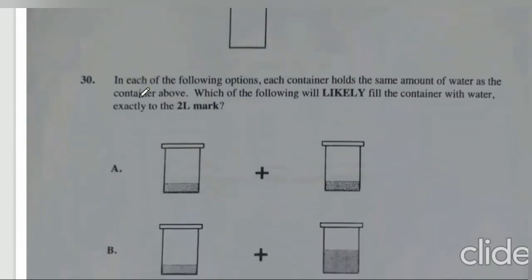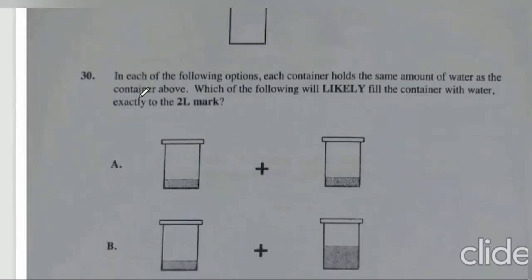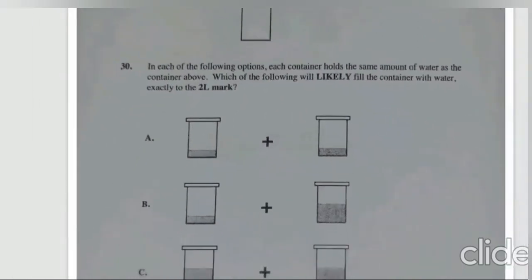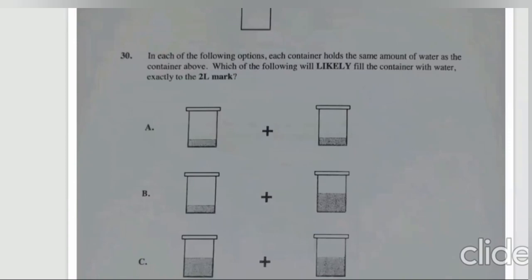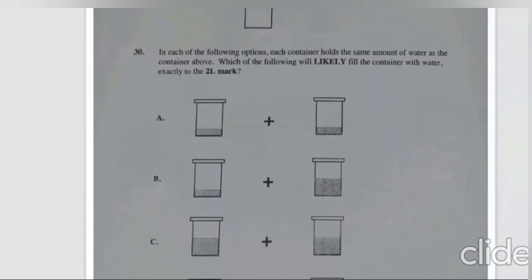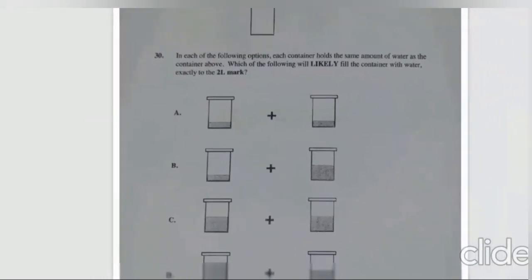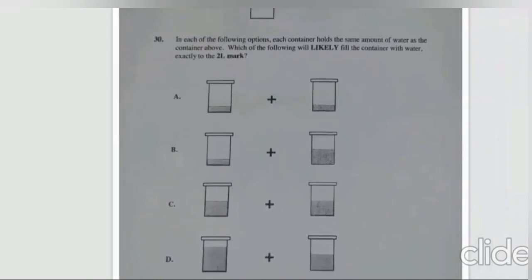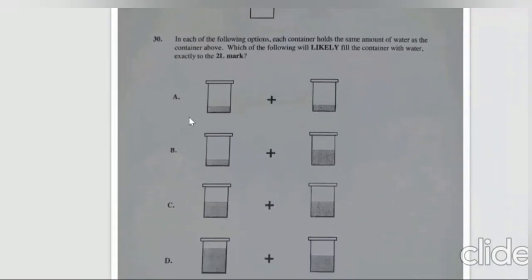The question says, in each of the following options, each container holds the same amount of water as the container above. Which of the following will likely fill the container with water exactly to 2 liters? Okay, let's try to get it all on one page. Here we go. So for A, we have a quarter of the container and another quarter. Clearly that won't fill a 2-liter container.